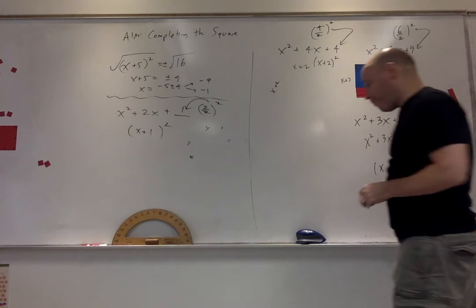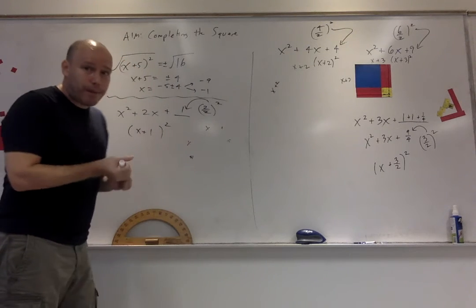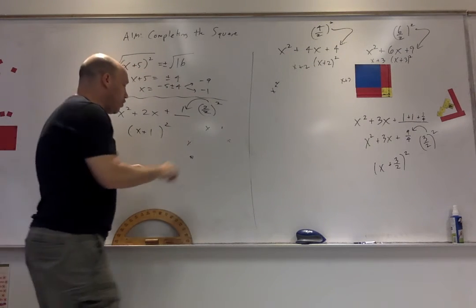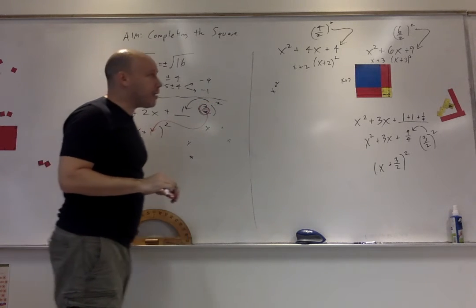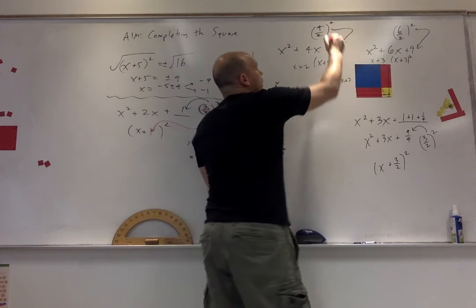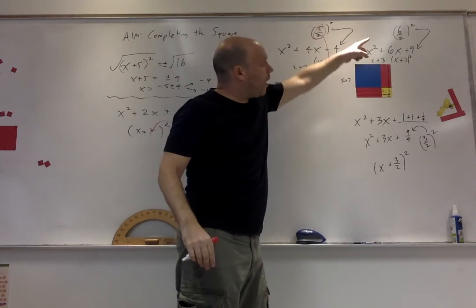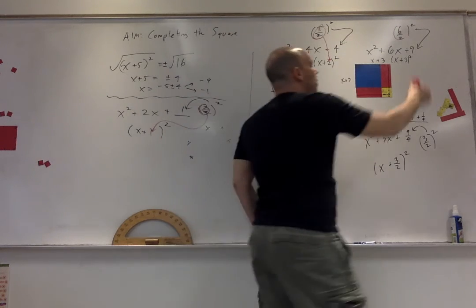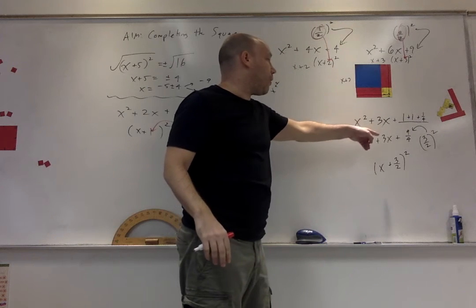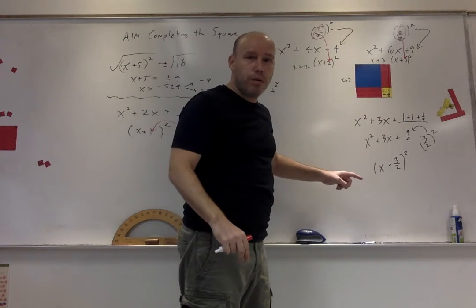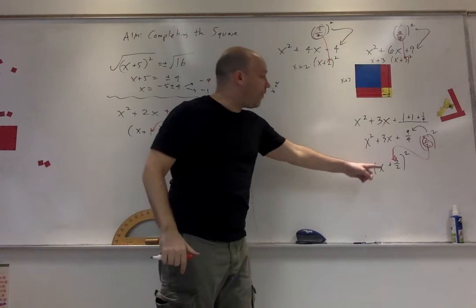So that's the rule, right? That's the rule. And another thing, let's just point out something else while we're here. What's 2 divided by 2? That's 1. Not a coincidence. What's going on up there? What's 4 divided by 2? 2. Not a coincidence. What's going on up there? What's 6 divided by 2? Not a coincidence. What's going on over here? What's 3 divided by 2? That's not a coincidence. That's how you figure out what goes here.